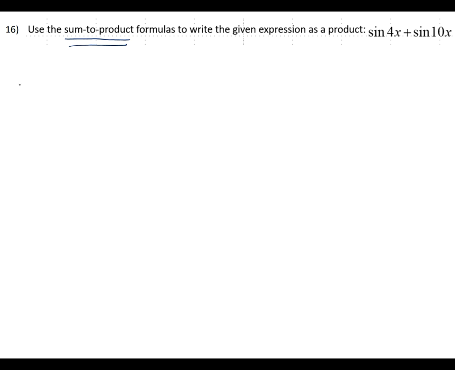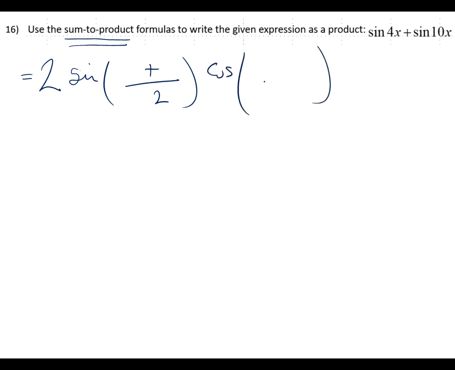All right, so what number do we start with in our formula? 2. Okay, I've got a sine plus a sine, so what's that first piece of trig? Sine, what operation? Addition over 2, and then what? Cosine, and what operation? Subtraction over 2. All right, so what am I plopping in now? 4x and 10x. And remember, they have to go in order. Even though it's going to make a negative, we're going to have to deal with that.